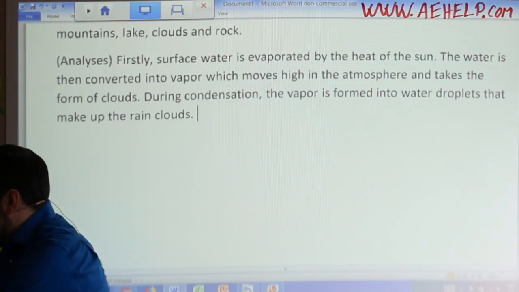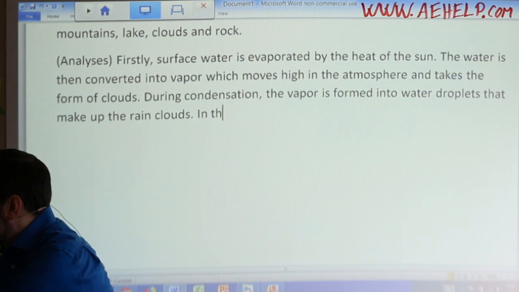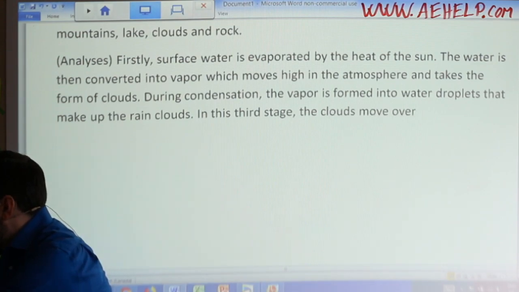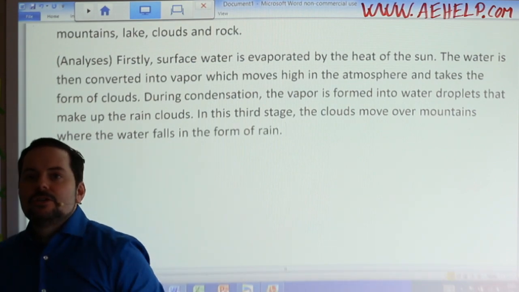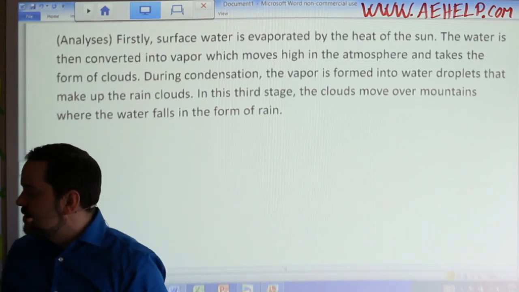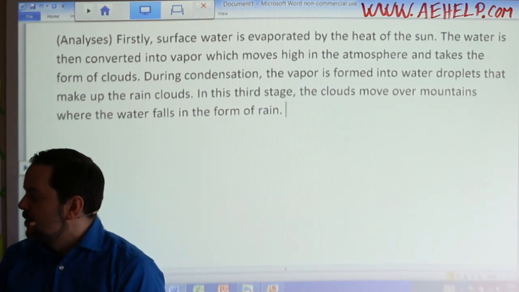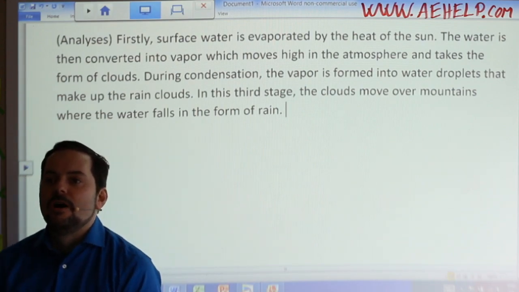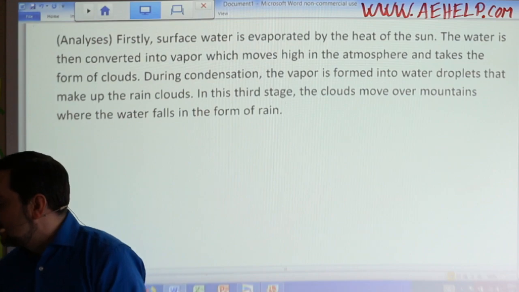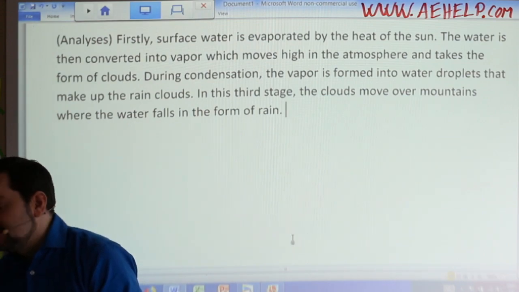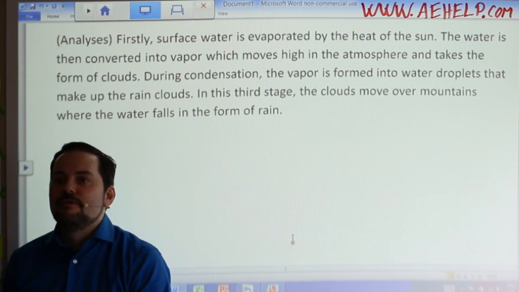So in this third stage, the clouds move over mountains where the water falls in the form of rain. Okay, so in this third stage, the clouds move over mountains where the water falls in the form of rain. Excellent. All right, so we're moving along nicely, and definitely you're writing a band 9 so far.